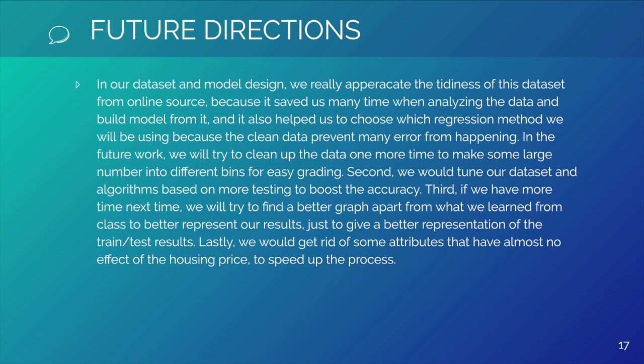And for the future direction, first of all, we're going to clean up our data even more, though we really appreciate this dataset. It's really clean this time. Second, we'll try to tune our data set with more models to boost our accuracy. If we have more time, we'll try to find a better graph to represent how the 10 attributes really influence the price. And lastly, we'll get rid of some attributes that have almost no effect on the housing price, to speed up the prediction process and maybe boost the accuracy.